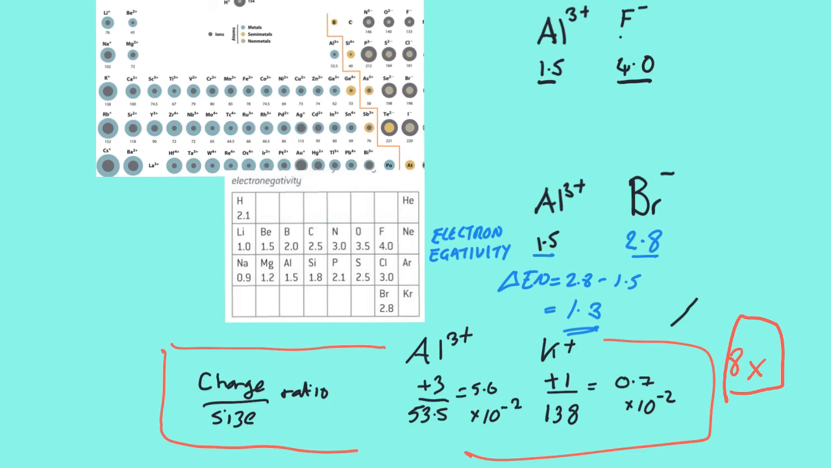So if you divide 5.6 times 10 to the minus 2 by 0.7 times 10 to the minus 2, you'll find that the polarizing power of aluminium is 8 times greater. And therefore, compounds that have aluminium and larger anions tend to have highly covalent character.